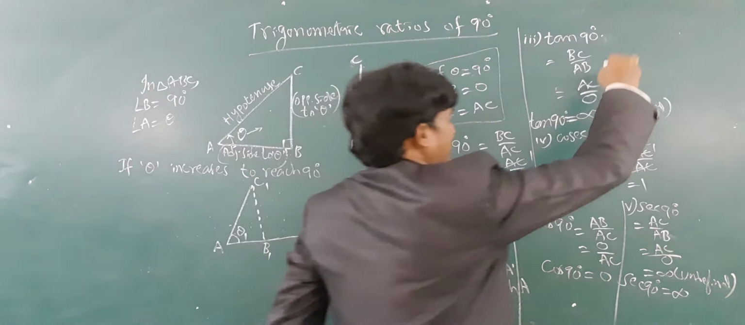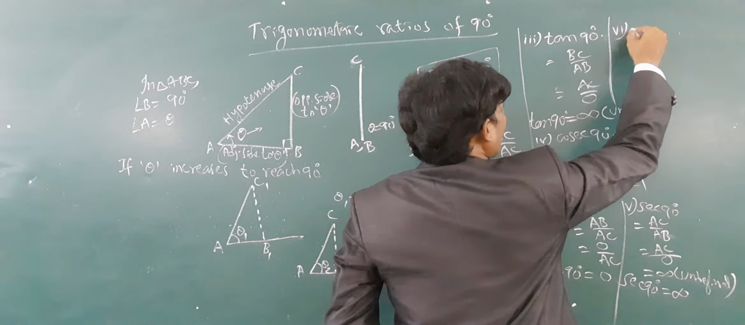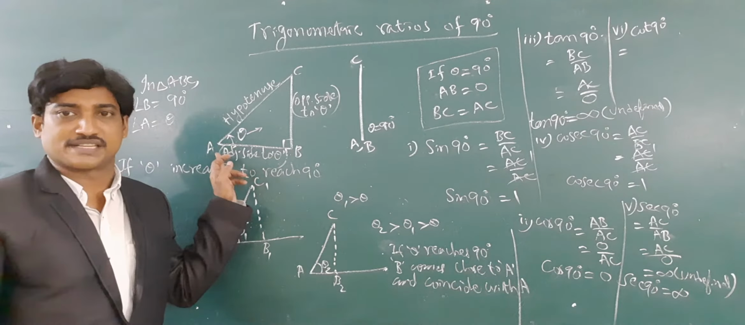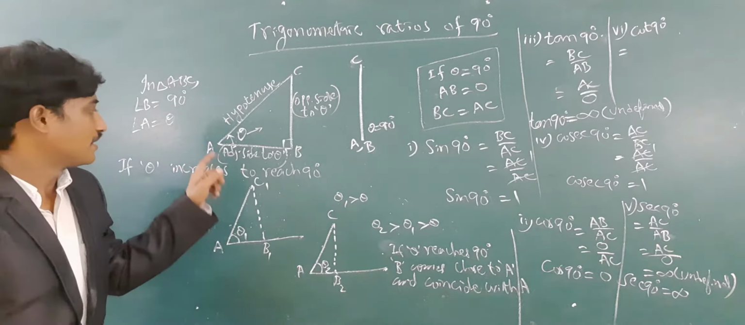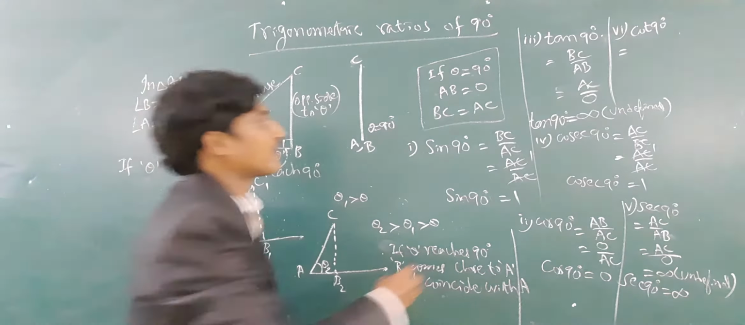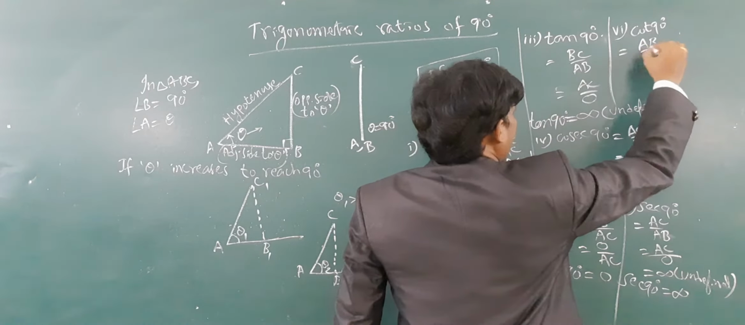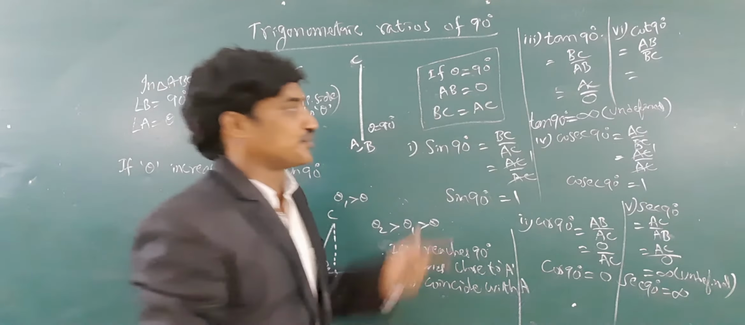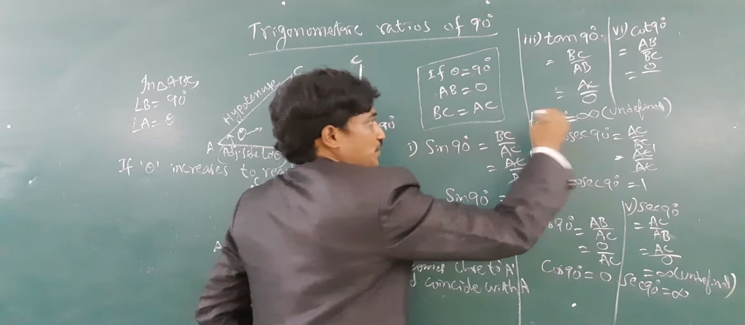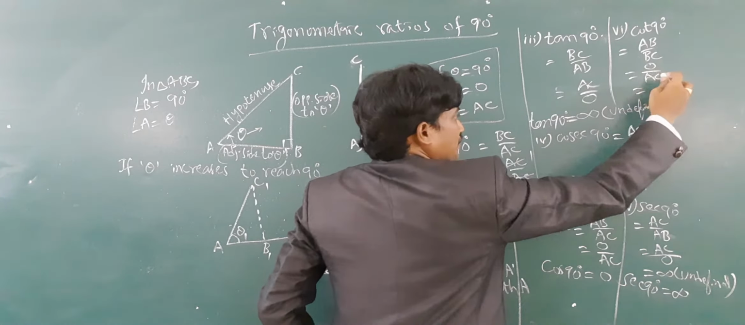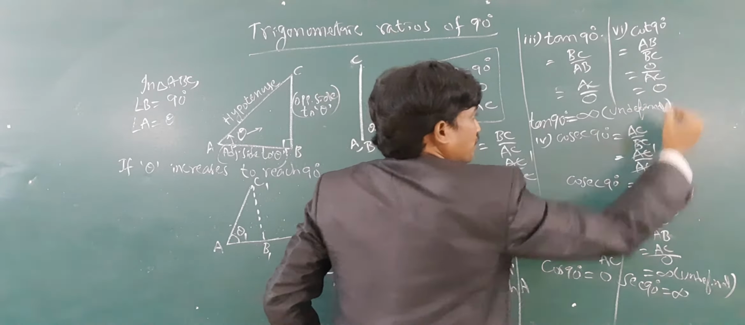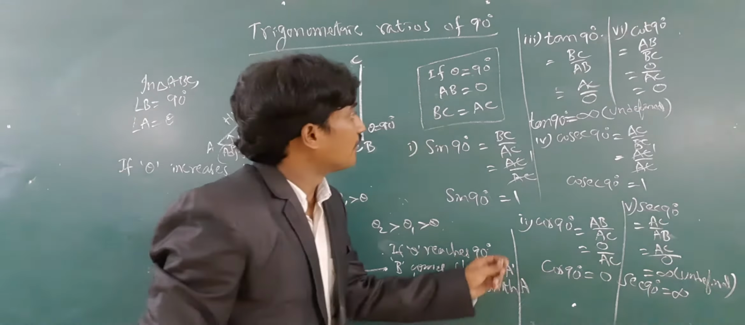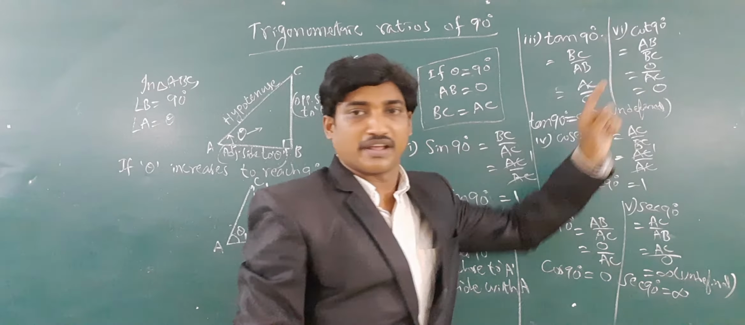Finally, cot 90 degree. Cot theta is adjacent side to theta by opposite side to theta, that is AB by BC. But when theta is 90 degree, AB value is 0, BC equals AC, so 0 by AC is 0. Cot 90 degree is 0. As tan 90 is infinite, cot 90 value is 0.